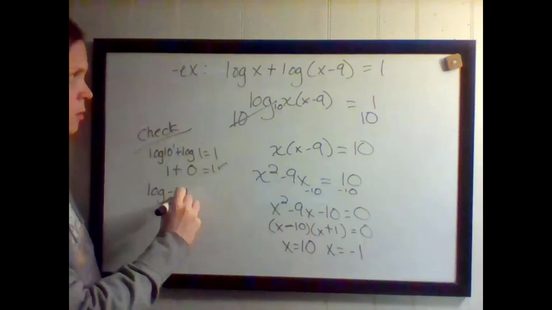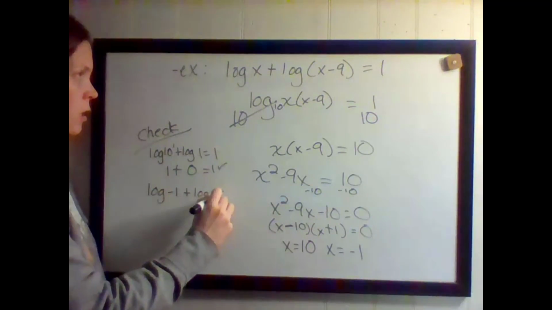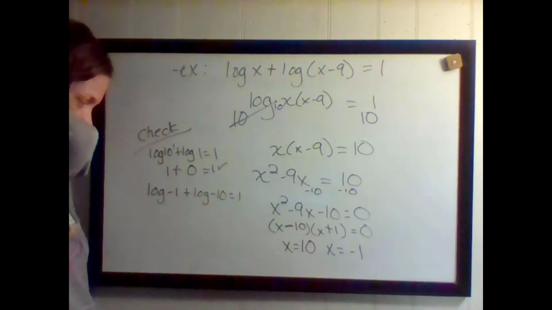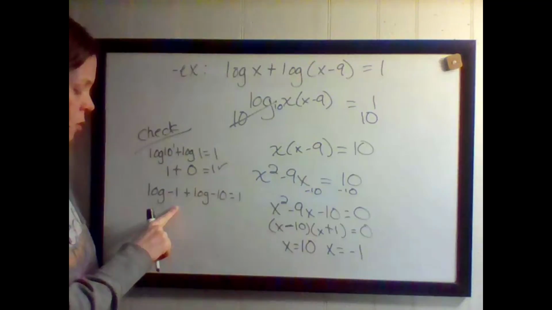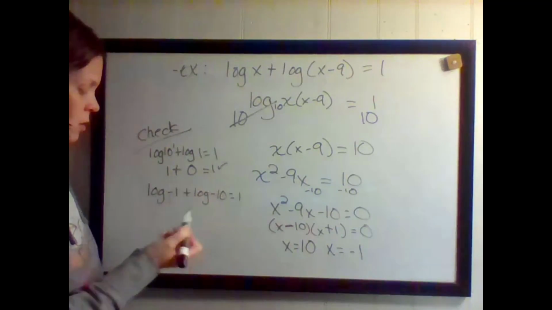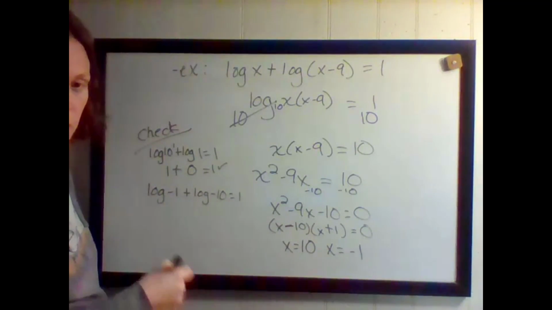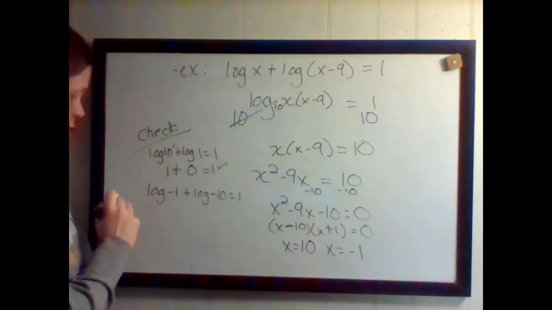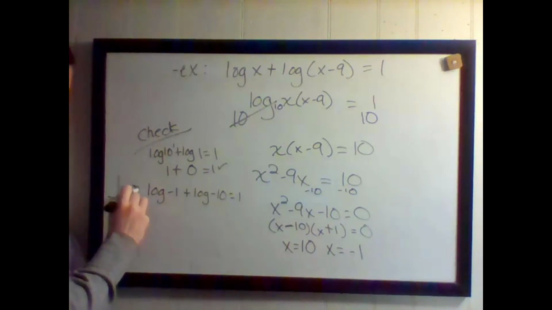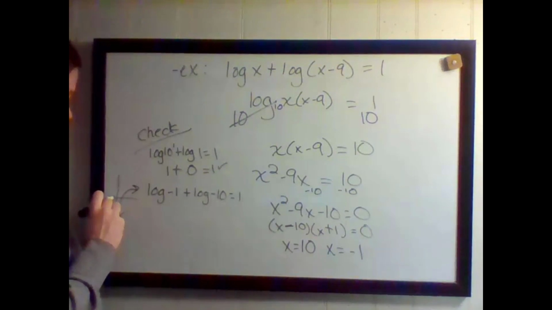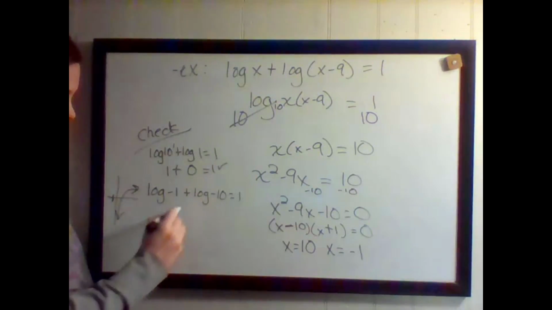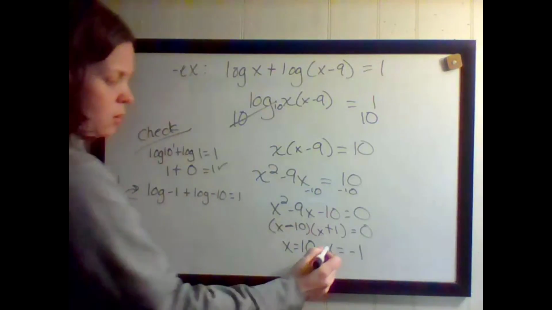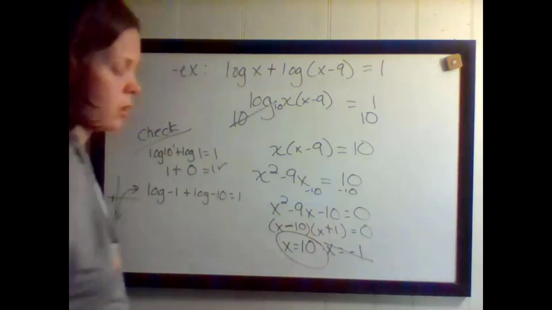How about the negative 1? Log negative 1 plus log negative 10 equals 1. So already I have a problem here. I can't take the logarithm of a negative. So at this point, this is undefined. If you plug this in your calculator, you're going to get an error message. Or think about the graph like we talked about. I can't take x is negative 1 over here. I can't take the logarithm of that. I'm not going to get a y value. So this one doesn't work out, only x equals 10.